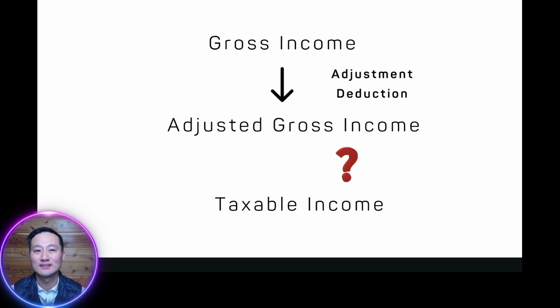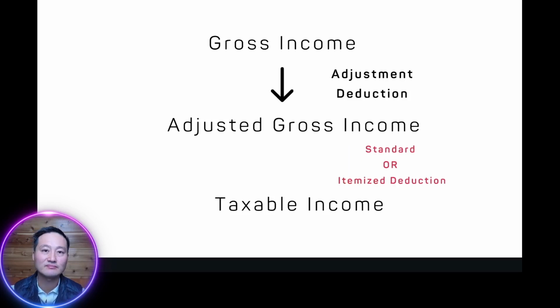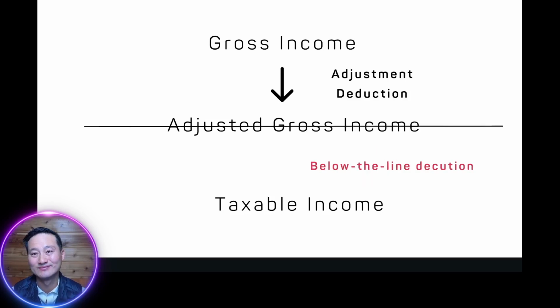So let's take a look at the 1040 anatomy again. Based on this formula, what actually lowers your taxable income? What's right here? Any guess? If you said standard or itemized deduction, you would be correct. And this is also called below the line deduction.